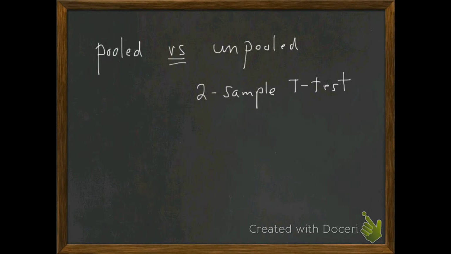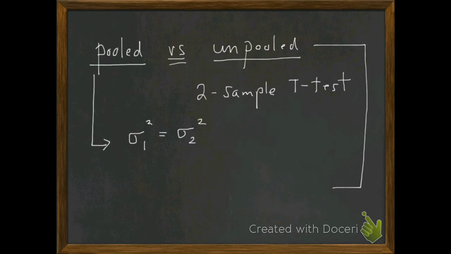Guys, a pooled two-sample t-test makes the assumption that the population variances or population standard deviations are equal. An unpooled t-test does not make this assumption.